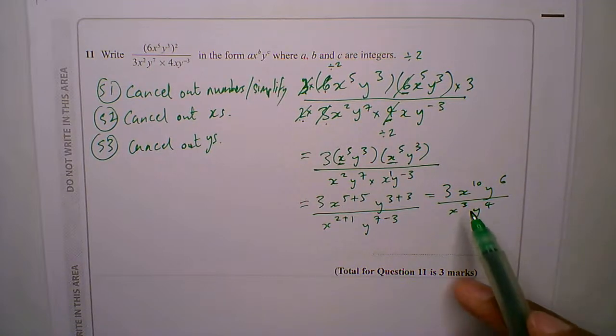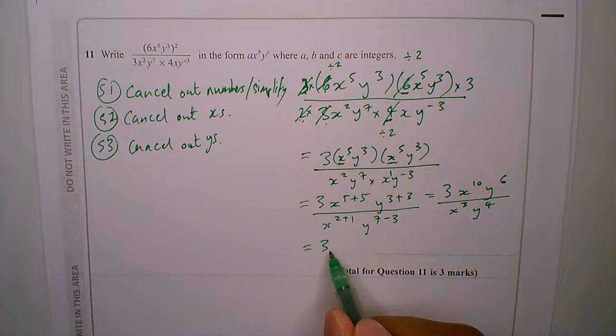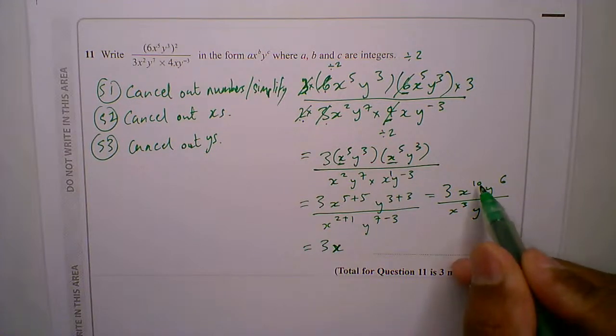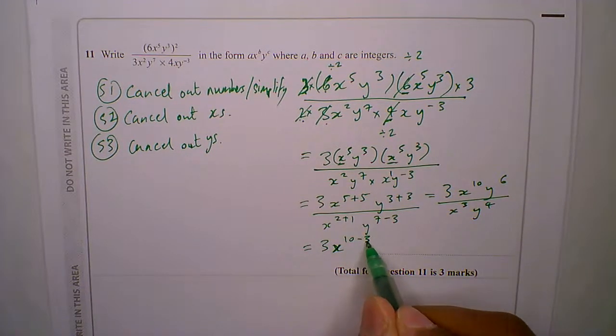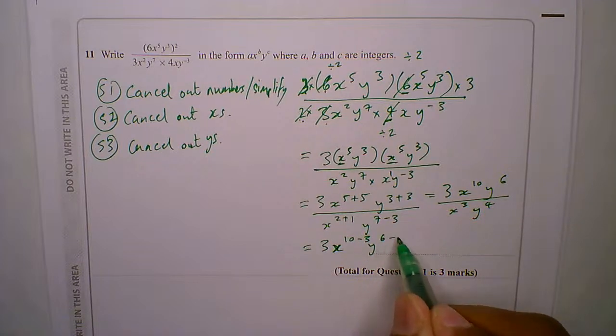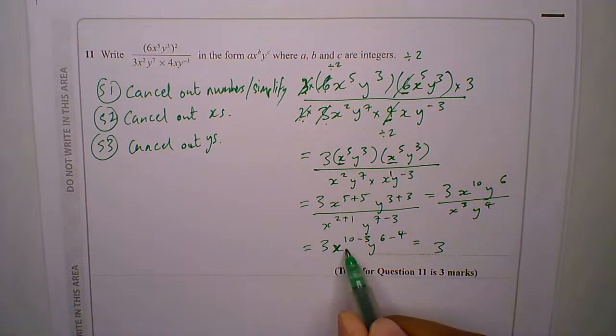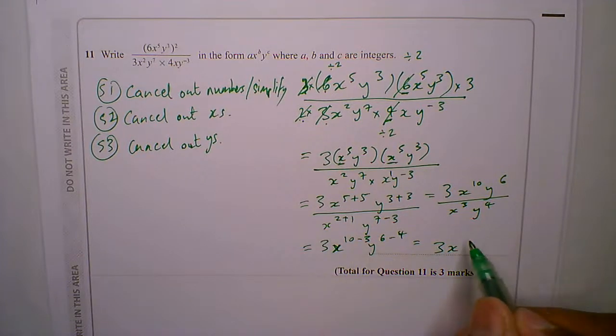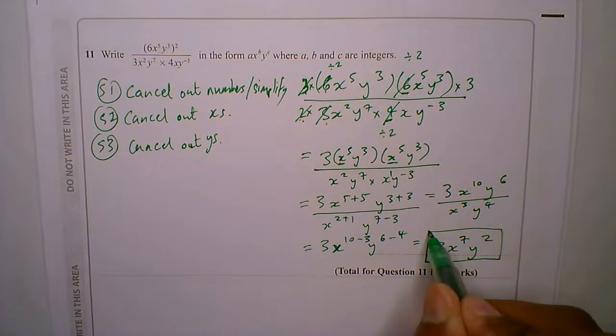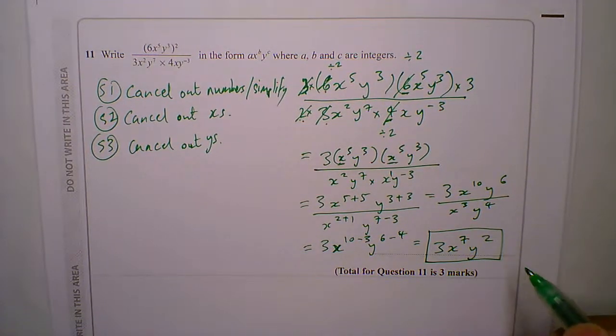So now if I look again, if I'm dividing, then I can subtract the powers. So this is now 3x, 10 take away 3, y 6 take away 4. So this gives me 3x, 10 take away 3 is 7. Y to the power 6 take away 4 is 2. So that is my final answer: 3x to the power 7, y squared.